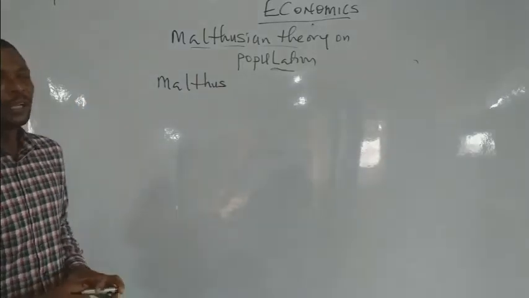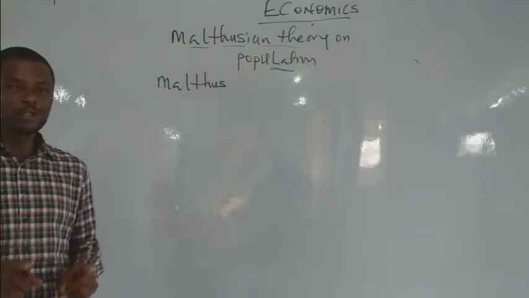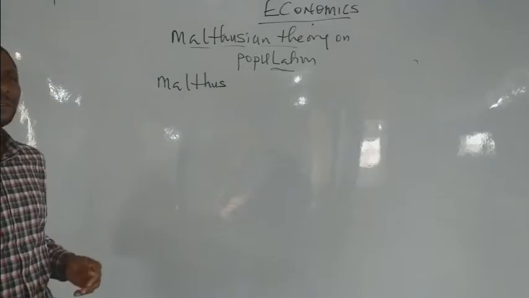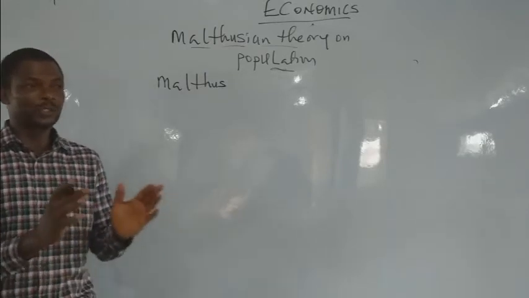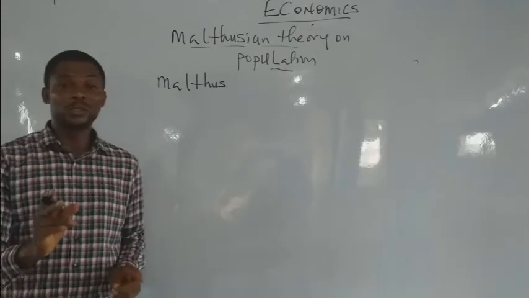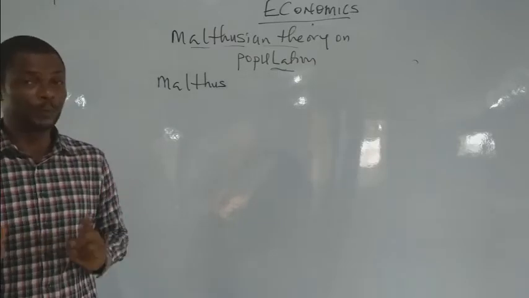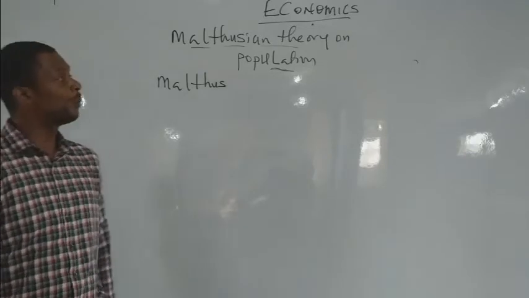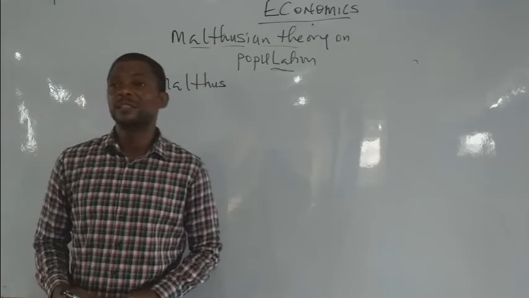Who was Malthus? He was a reverend minister and also an economist, so he had a double honor. What did Malthus do in his time? He observed that in Great Britain, of which he was a citizen, the population was fast outgrowing food productivity. He theorized that if nothing was done on time, population would outgrow productivity. He came up with his essay on population and called it the Malthusian theory on population. Now let me give you a brief analysis of what Malthus said in his essay.